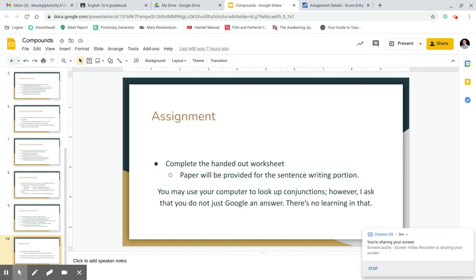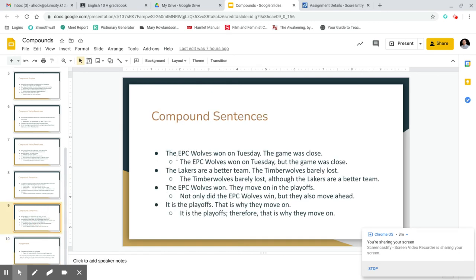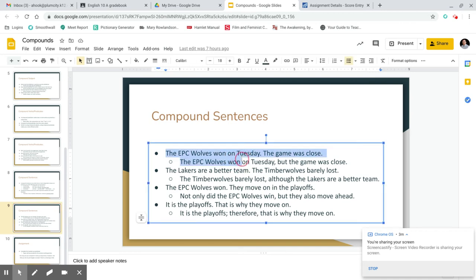You will complete the first three portions, but the last portion about writing the sentences, the very final one, I want to see your first two sentences that you are creating the compound sentence from. So if we look back at my examples here, I would like you to have sentences similar to what's going on here. So it's the EPC Wolves won on Tuesday. That's one sentence, followed by the game was close. That is your second sentence. And then you will show me your compound sentence in this manner.